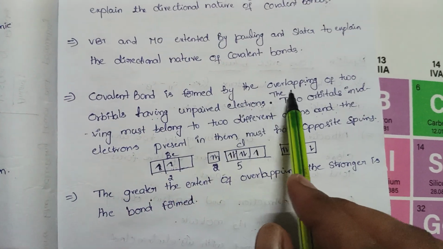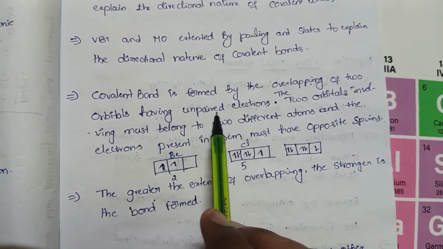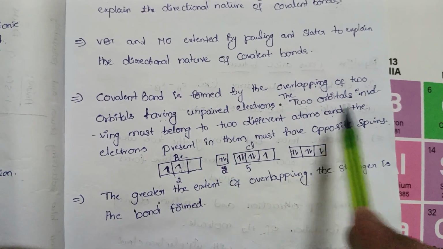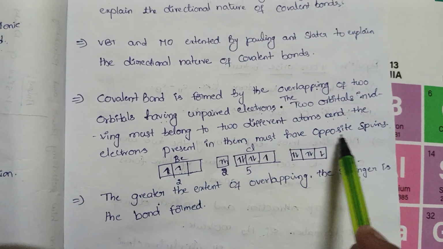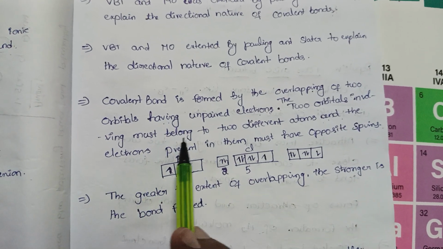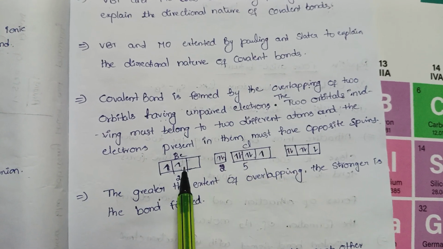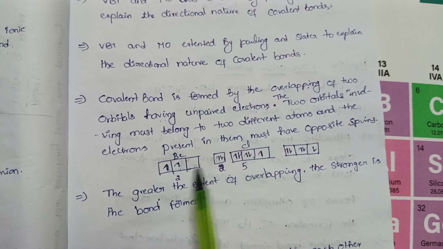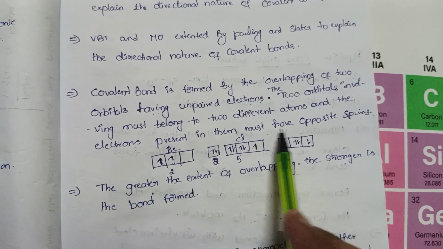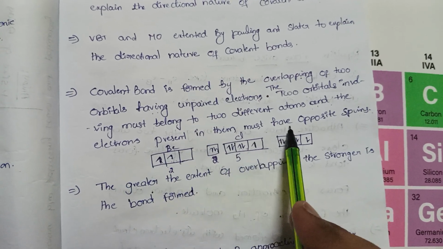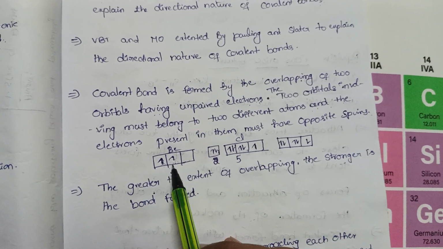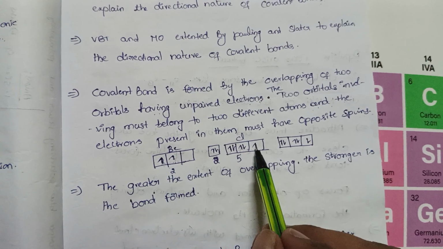A covalent bond is formed by the overlapping of two orbitals having unpaired electrons. The two orbitals involved must belong to two different atoms and the electrons present in them must have opposite spins. This is one atom, this is another atom. Both atoms have unpaired electrons. See, this atom has an upward spin, and this is also upward.